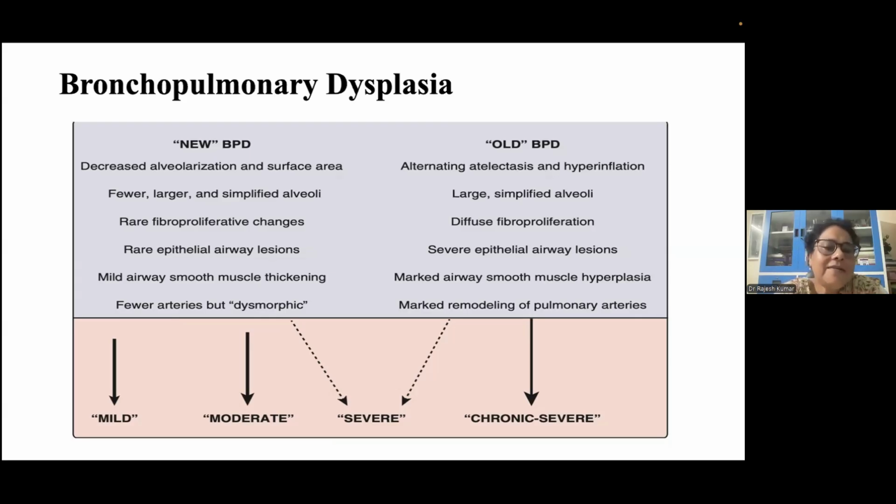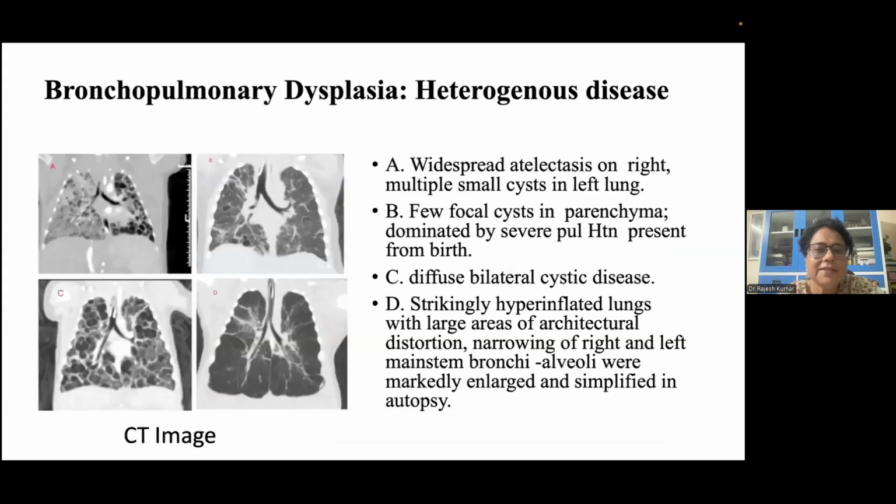There are fewer arteries in new BPD, which are dysmorphic. But in old BPD, the pulmonary arteries show marked remodeling. So there is a difference in the parenchymal changes which occur in new BPD in contrast to old BPD. Both of them may have mild, moderate, severe, or chronic severe disease, but old BPD seems to have more severe or chronic severe disease. Mild and moderate cases can be managed with NIV, but severe or chronic severe conditions would need mechanical ventilation.